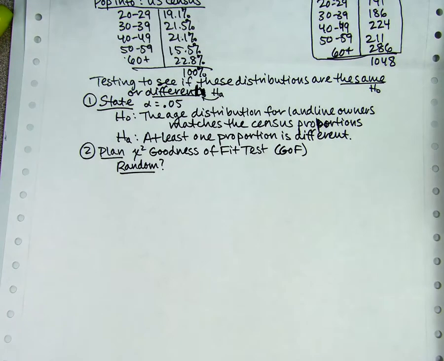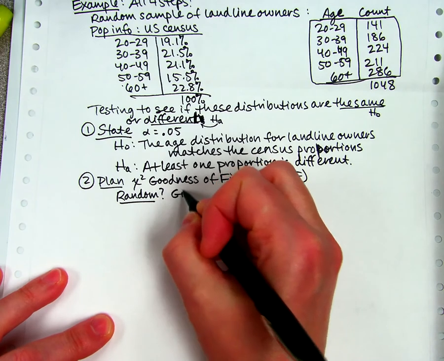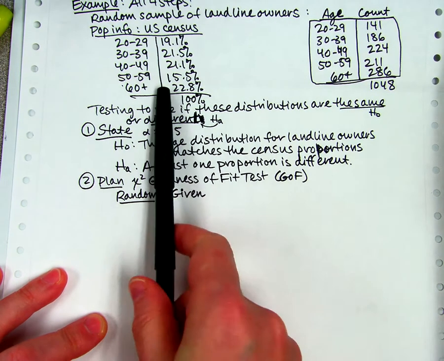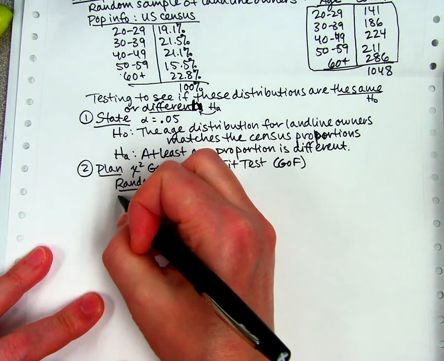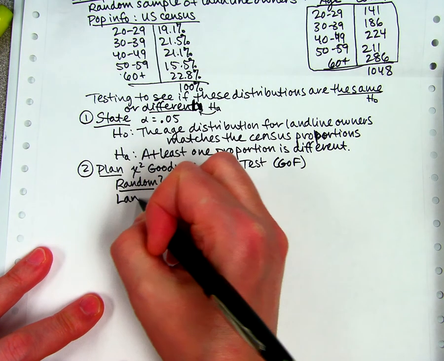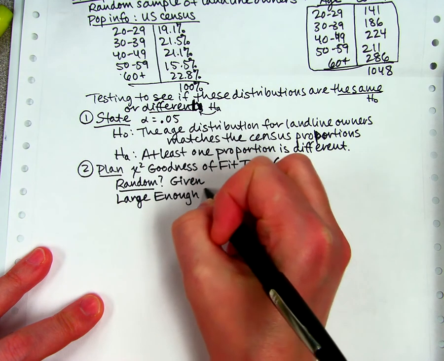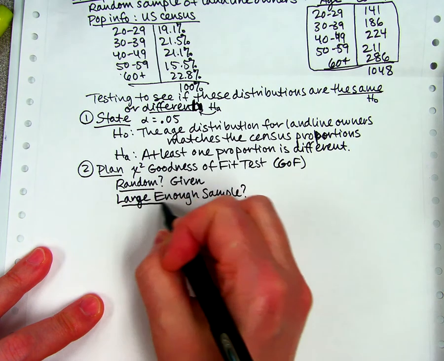Now, this is not a random sample from the whole US. It is a random sample of landline owners, but that is okay. So because it says that it's random, we're going to say given. And we want to know if landline owners are representative of the population or not. So you could add that if you want. I'm going to do large counts in a second. So large enough sample is my second condition that's replacing the normal condition.